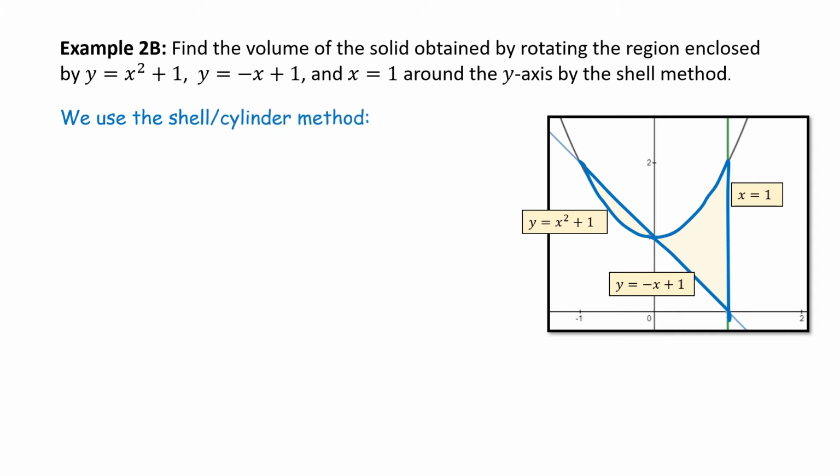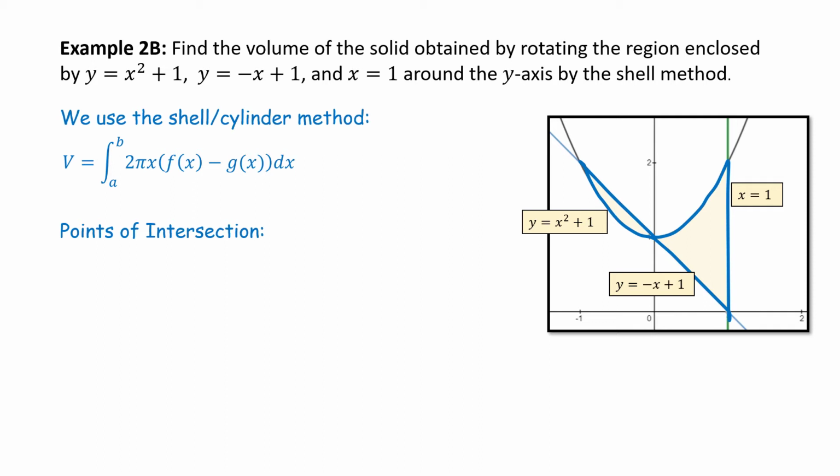Our formula for the volume is the integral from a to b of 2 pi x, and then in parentheses f of x minus g of x, dx. That's the top minus the bottom. Let's find points of intersection. We see them in our graph, but let's go ahead and make sure to do this algebraically.